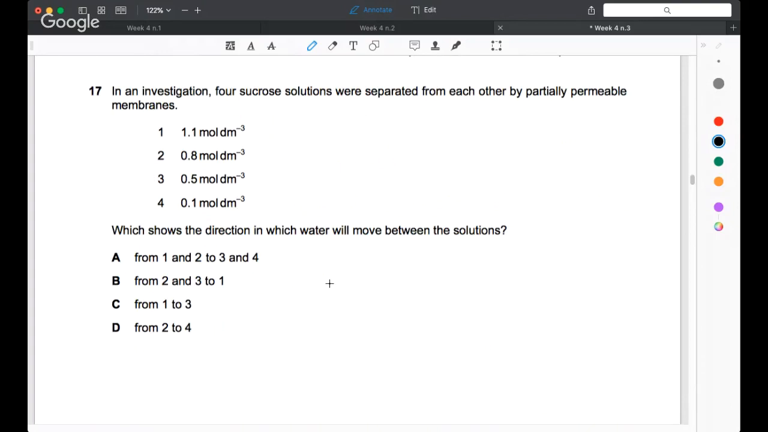Yeah, it's B. Good. Why? Because higher sucrose concentration means a higher solute potential, which means a lower water potential. So yeah.